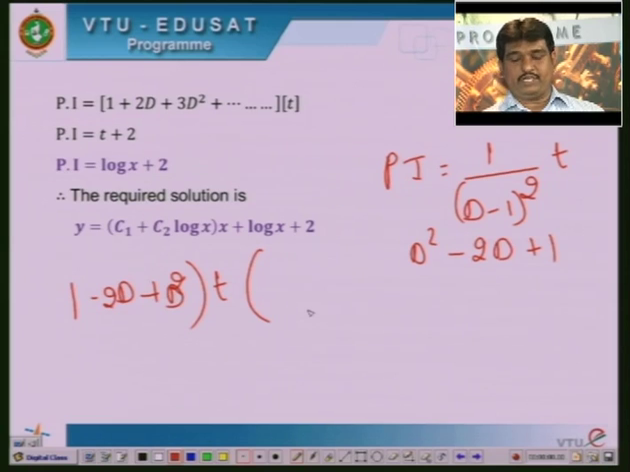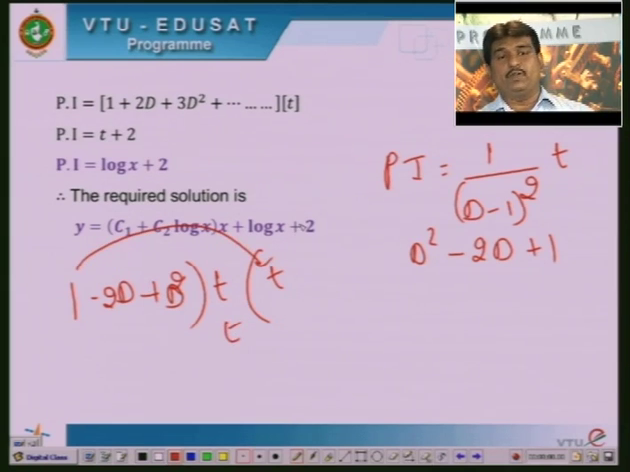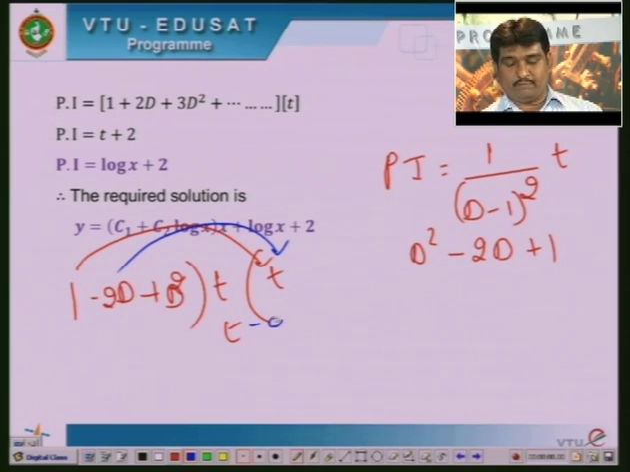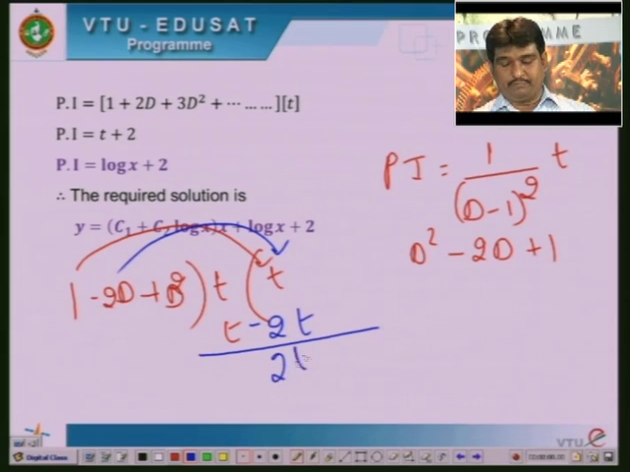Okay, the first term is t. t by 1 is t, 1 into t is t. Next, this part: 2 times derivative of t, derivative of t is 1, minus 2 into derivative of t is minus 2t, so you will get minus 2t here. You subtract this, you will get 0 and plus 2t here.